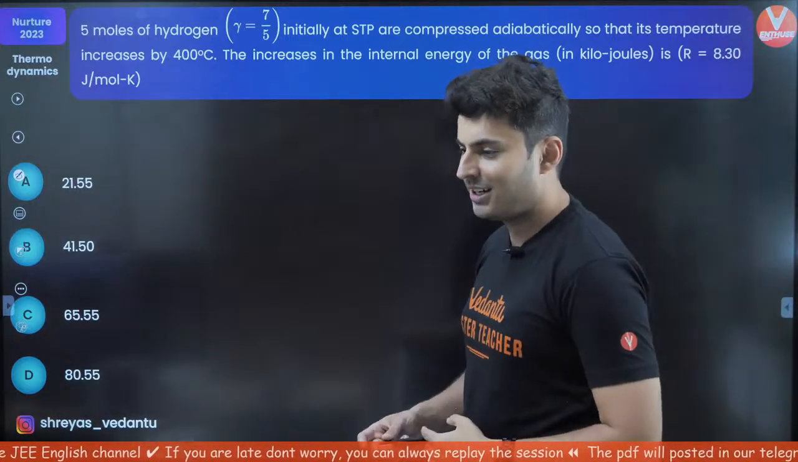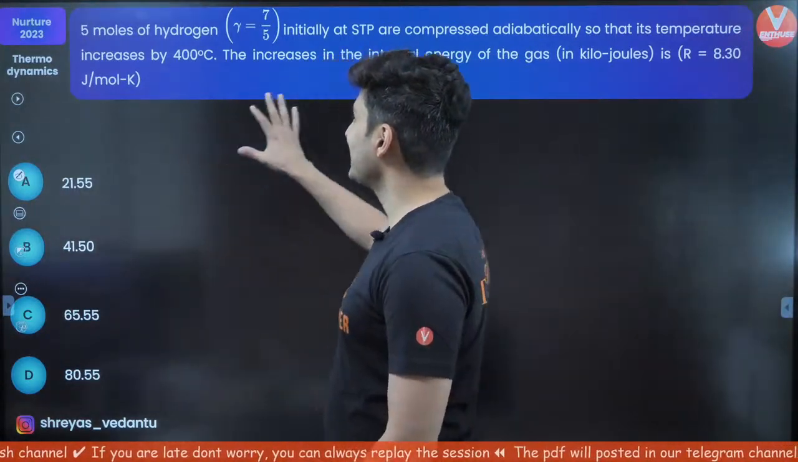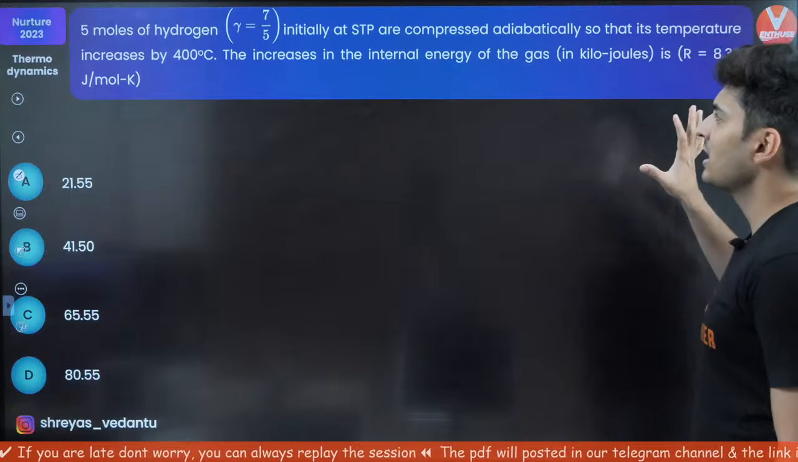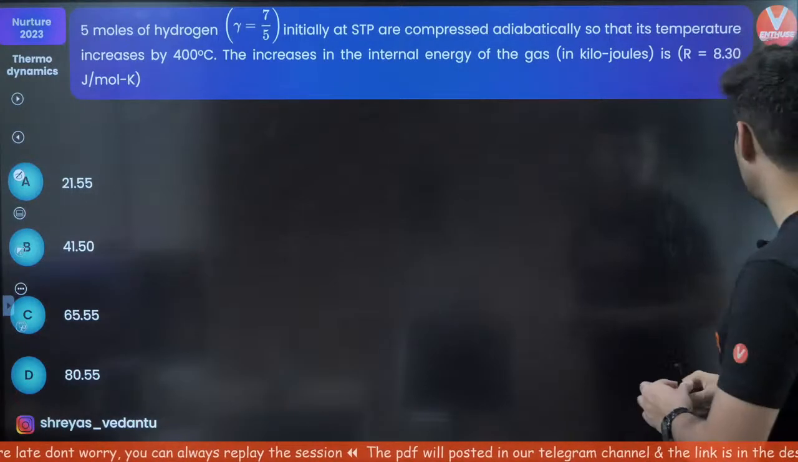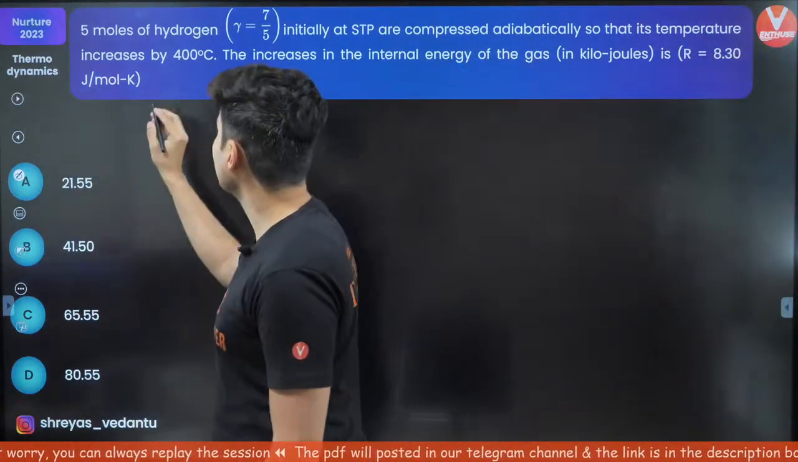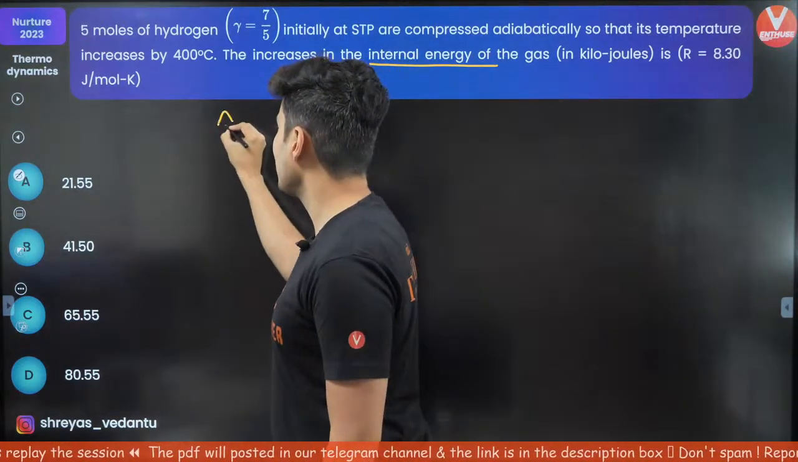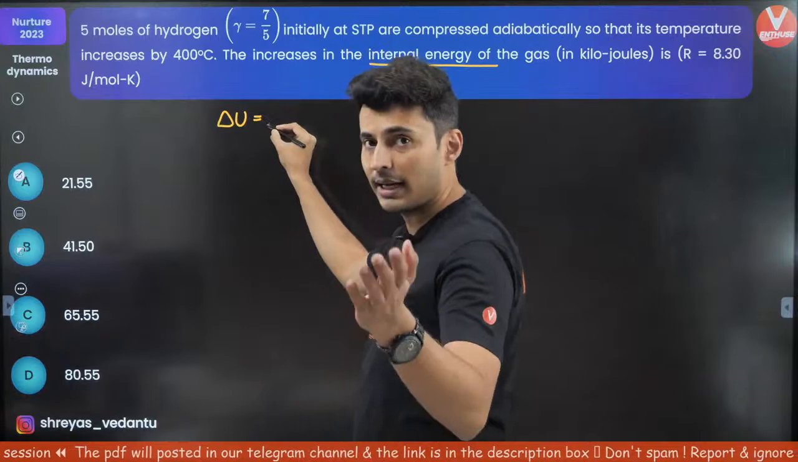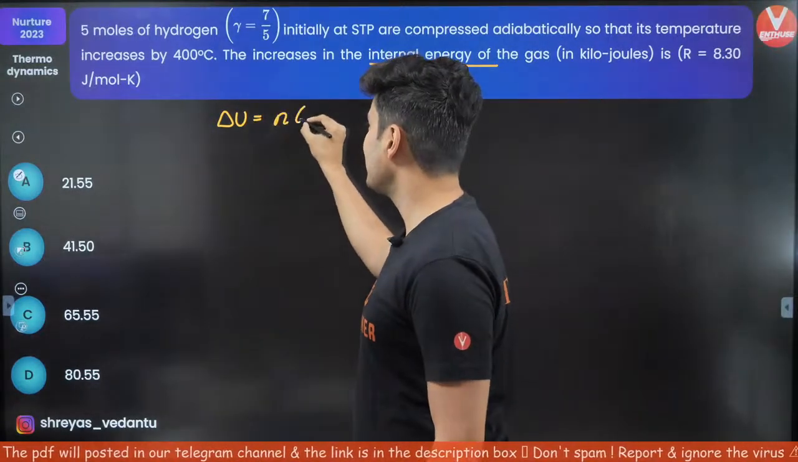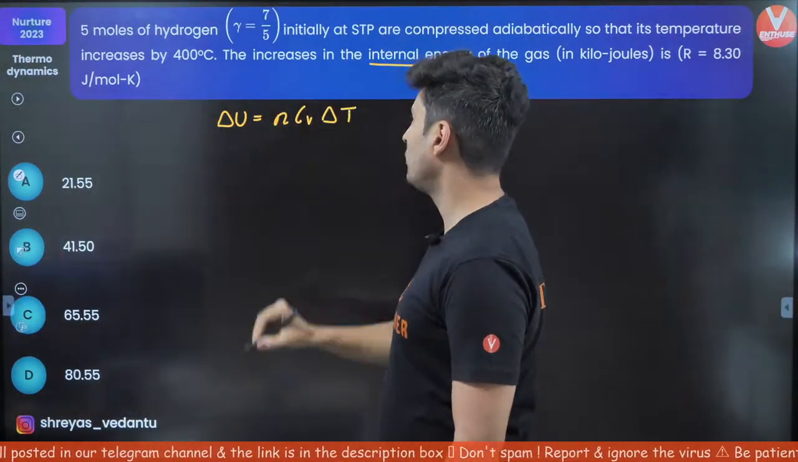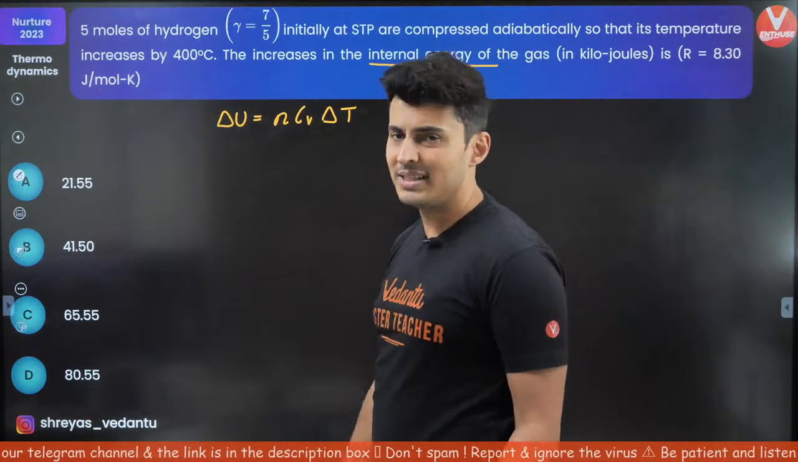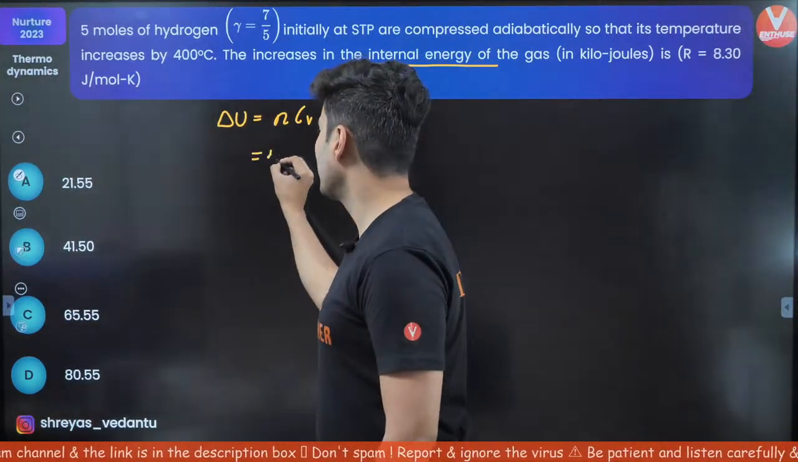Okay, ionization. Let's see how many of you can do this. 5 moles of hydrogen, and you have to find the change in the internal energy. Let's start doing this. Change in the internal energy, that means I need to stick with this formula, delta U is equal to n Cv delta T. That's the formula. Do I know the number of moles? Yes. So n is nothing but 5.